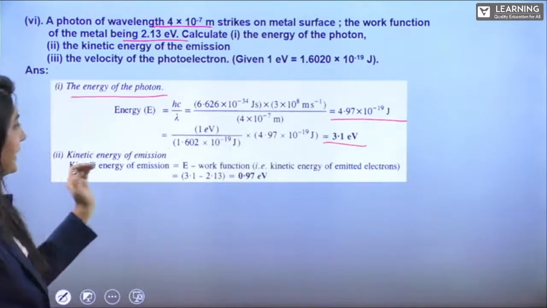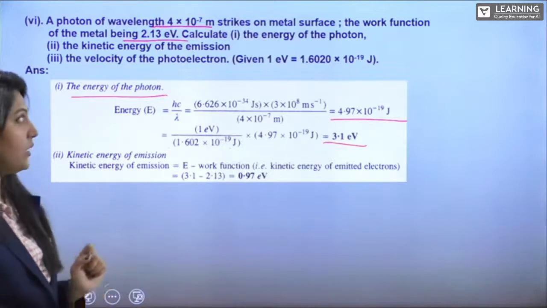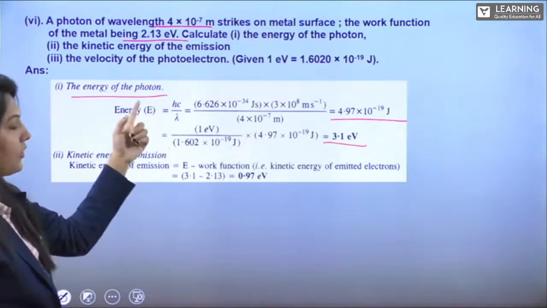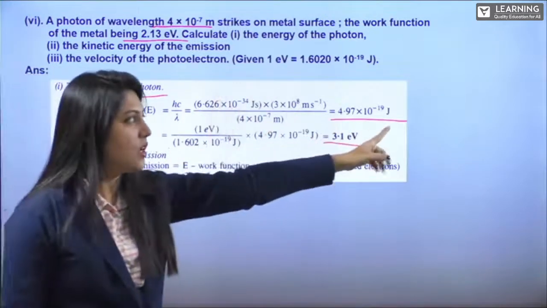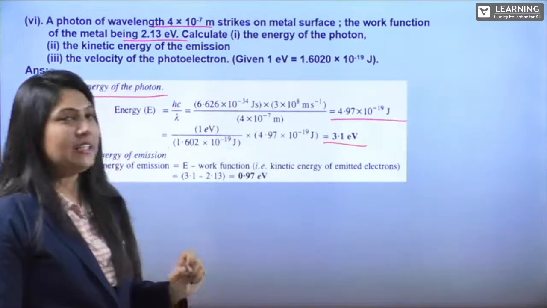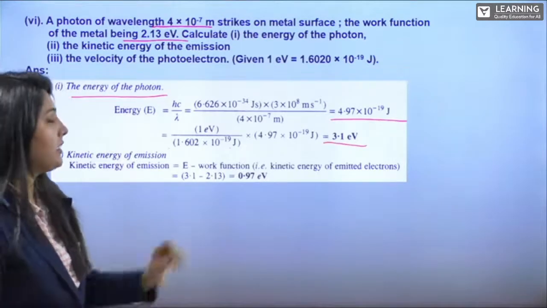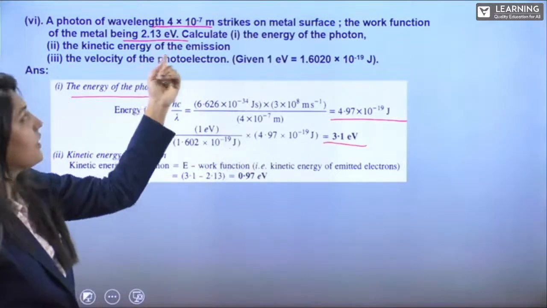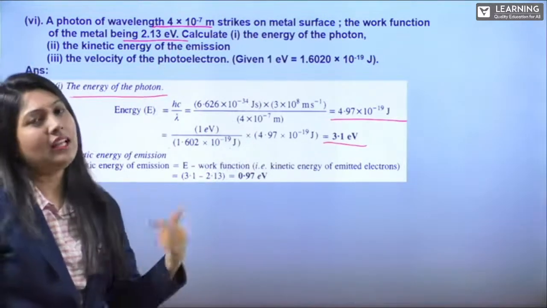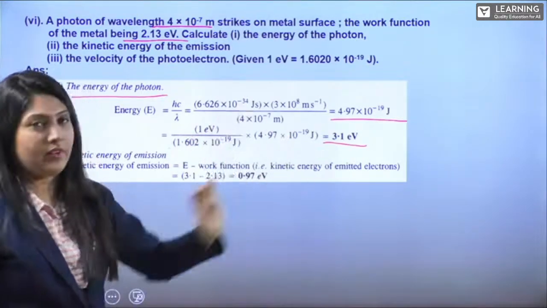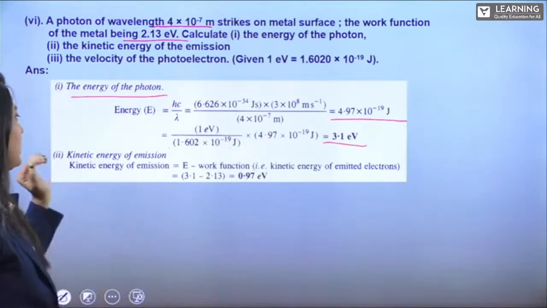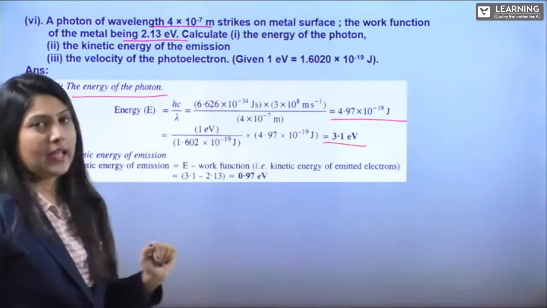Then the kinetic energy of the emission we need to find out. So, the energy of the photon, did you understand? You can give the energy of the photon in joules, or else you can take it in eV. Why are we taking it in eV? Because the work function is mentioned in eV. So we need to convert that joules into eV. Got it? Good.